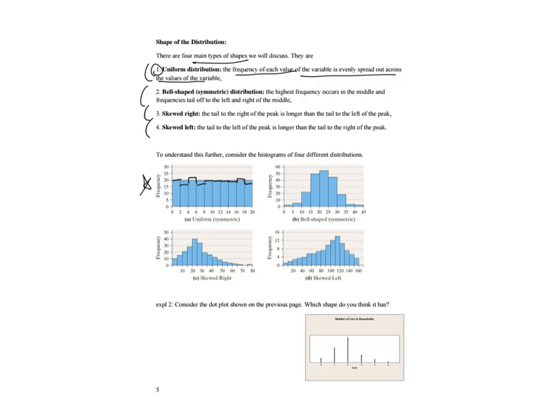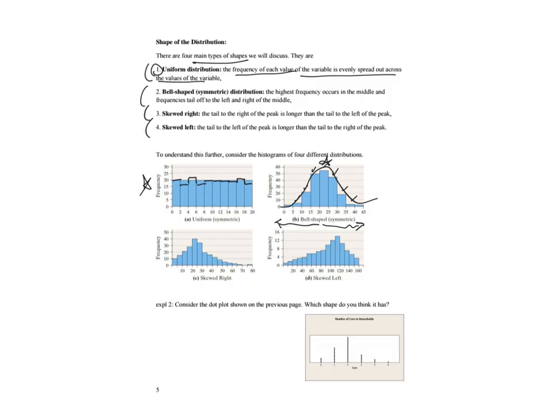Number two, bell-shaped. We are going to talk about this again a little bit more later in the chapters. What we're saying is that the highest frequency occurs in the middle. Notice it does down here. And frequencies tail off to the left and right of the middle, which means as I get further from the middle to the right and also further from the middle to the left, I get fewer and fewer observations in those classes. Do you see that? It's called bell shape because if you draw a really pretty Christmas bell over it, it sort of looks like it.